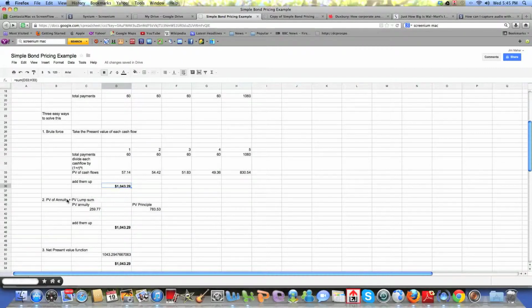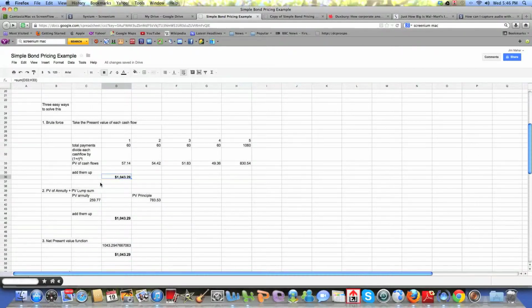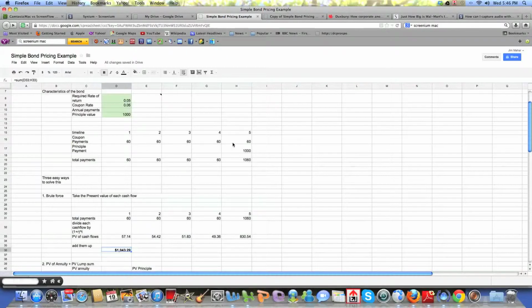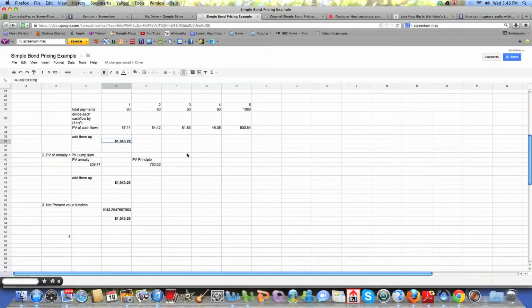The second method, and in many cases this is easier, is the present value of an annuity. Annuities are the same cash flows for some period of time, in this case 60, 60, 60, 60, 60, a 5-year annuity of $60. You add the present value of that plus the present value of the lump sum. It's a good function to know: equals present value, the required rate of return, the number of payments, and the cash flow. We do have to put a negative sign in front of it, and it gives us the present value of the annuity.